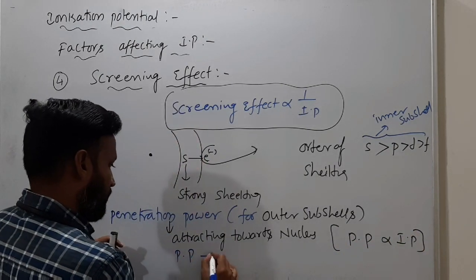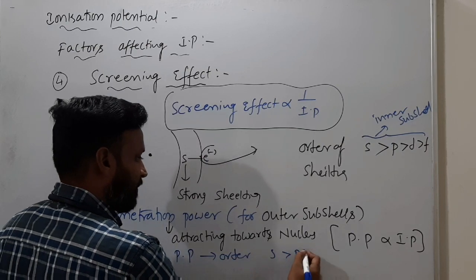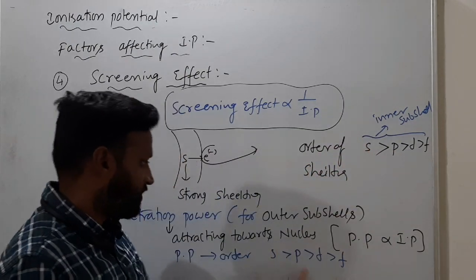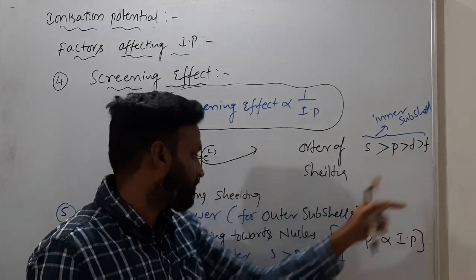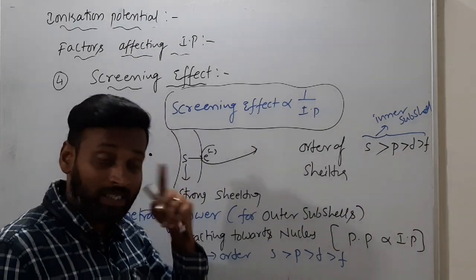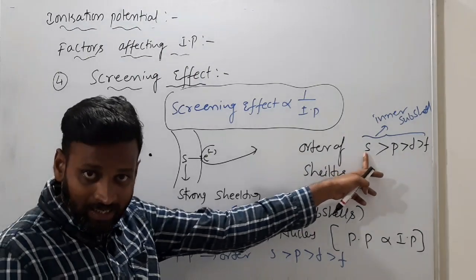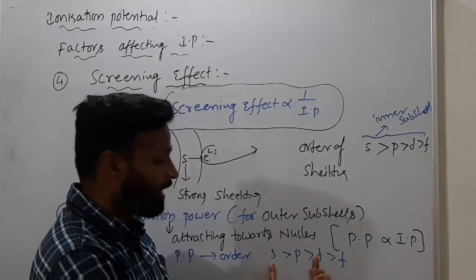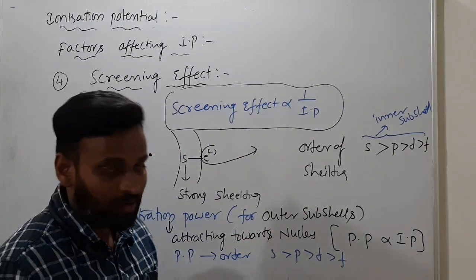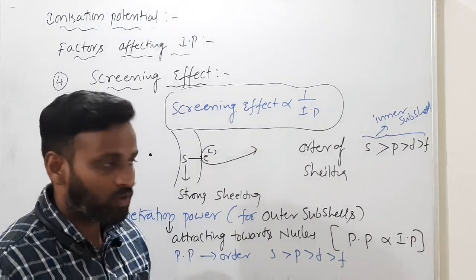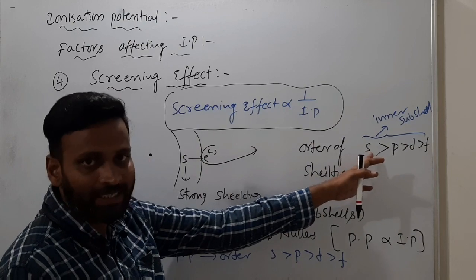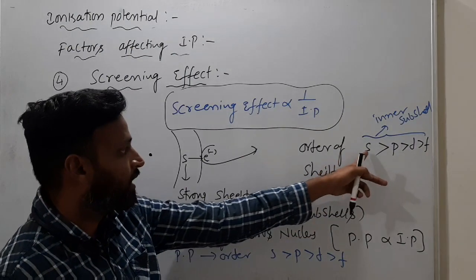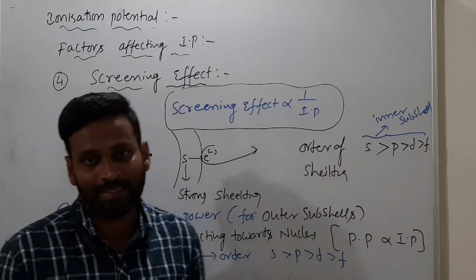The penetration power order is the same: S greater than P greater than D greater than F. But what are these SPDF and those SPDF? Shielded by inner SPDF, penetrated by outer SPDF. The interesting thing: as the S subshell is an inner subshell, it has more protection ability. As the S subshell is an outer subshell, it has more penetration power. Both are more for S only. Shielding effect is more for S, and penetration power is also more for S. But here it is the inner S subshell, and here the outer S subshell.